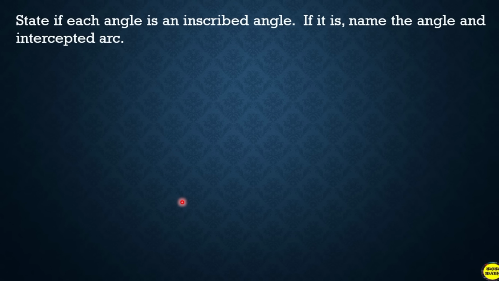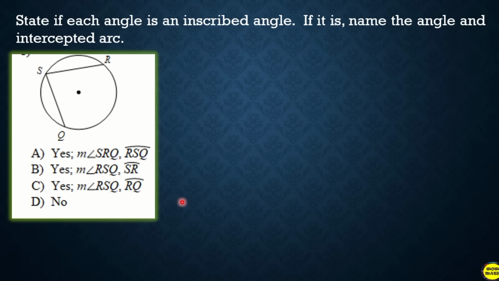Okay, let's have an exercise. State if its angle is an inscribed angle. If it is, name the angle and intercepted arc. So, for the first figure, ano ba siya? May inscribed angle ba? So, what is it? Letter A, B, C, or D? So, the answer is letter C. Inscribed angle, and the name of angle is angle RSQ. And then yung intercepted arc niya is arc RQ.